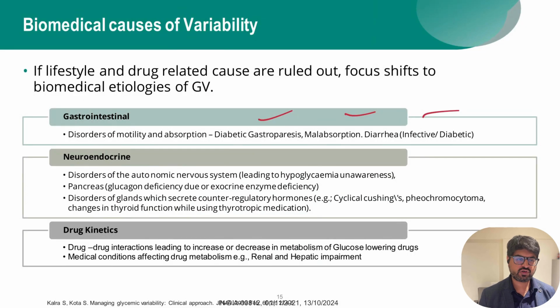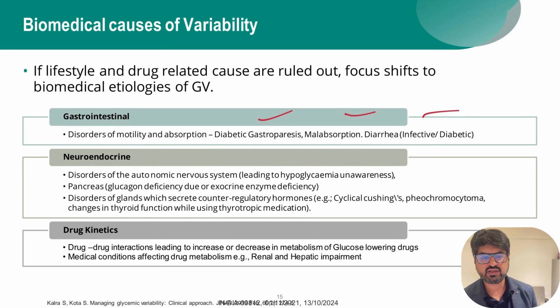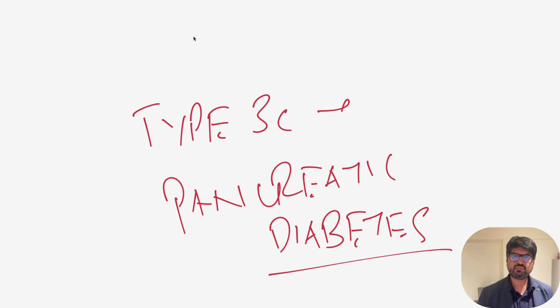So you have neuroendocrine causes, pancreatic causes. There could be associated counter-regulatory hormone issues, for example, the patient could have thyroid dysfunction, Cushing syndrome, cyclical Cushing's, pheochromocytoma, and it could be because of drug kinetics. There could be drug-drug interactions, and of course, metabolism of the drugs. For example, in a patient with chronic kidney disease, certain drugs will not be excreted in the way they are supposed to be. So these can all contribute to glycemic variability in patients. Okay.